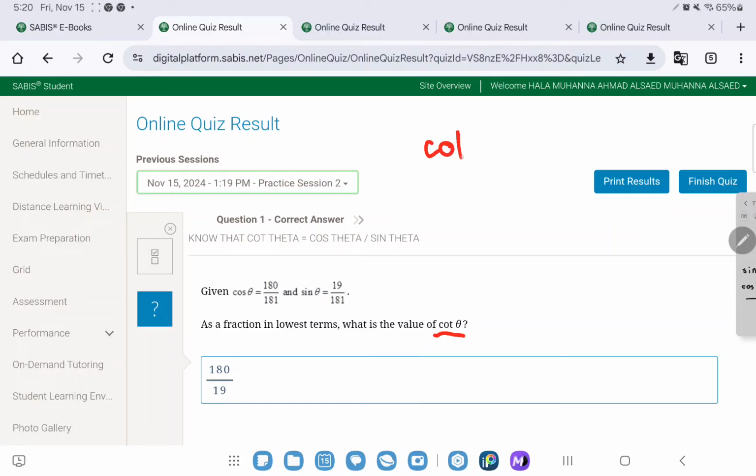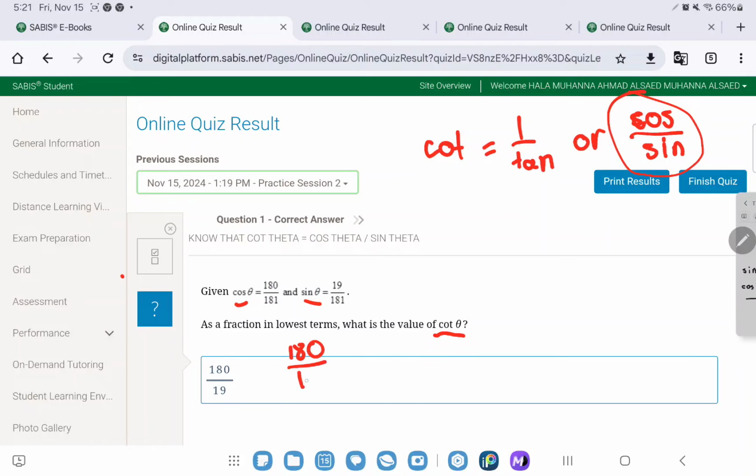We know that cotangent is 1 over tangent, or if you don't have tangent, it's cosine over sine. So we're going to use this one because they didn't give us any tangents. They gave us the cosine and the sine, as can be seen. So cosine 180 over 181, that's your cosine over 19 over 181.